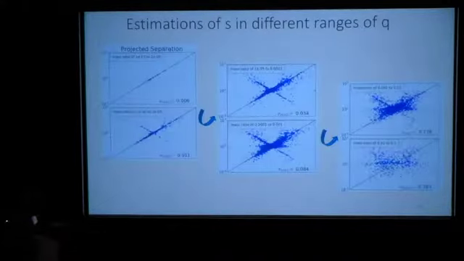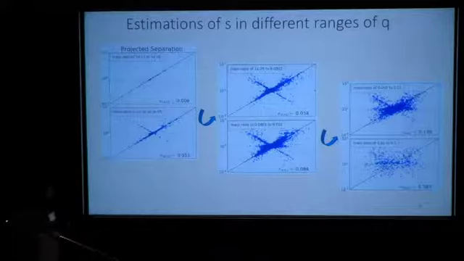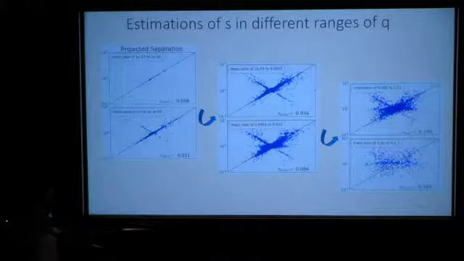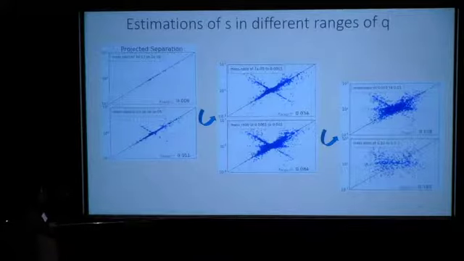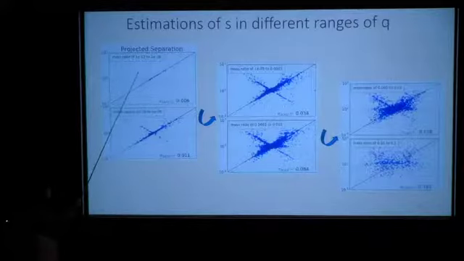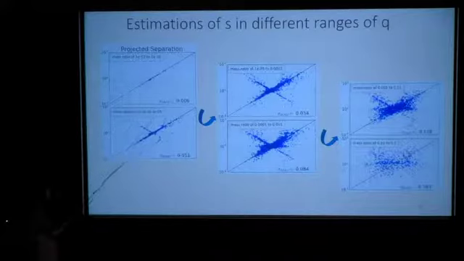Another thing that we had anticipated from the beginning was that we would probably get better results for the systems with lower mass ratios. So we have plotted the projected separation plots for the different ranges of mass ratios, and we can see that for much lower mass ratio systems, we have much better results for estimating the projected separation. And as we go to the larger mass ratios, we get a larger value for the scatter.